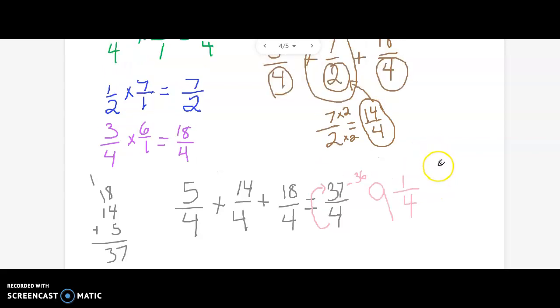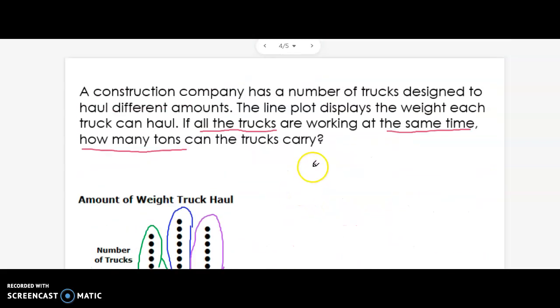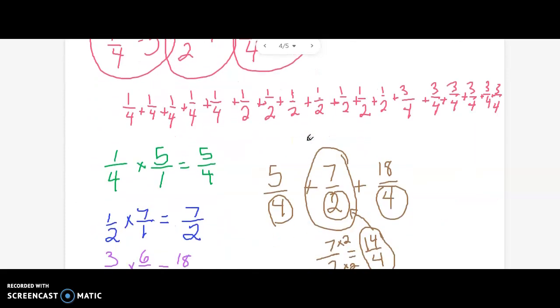So my overall answer is going to be 9 1/4 tons. So up here, I can put that 9 1/4 tons. That's how much they could carry at one time if all the trucks were running at the same time. Okay. All right, check your work. If you need to make changes, make changes. Make sure your whiteboard looks like mine.